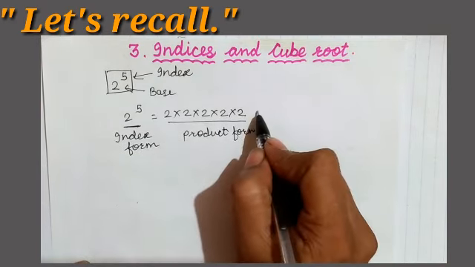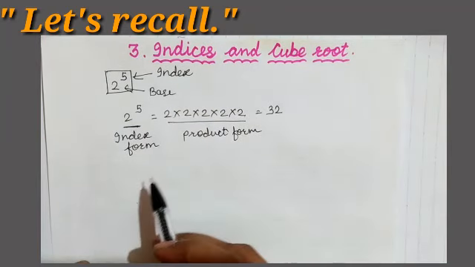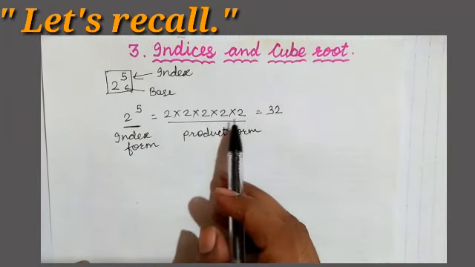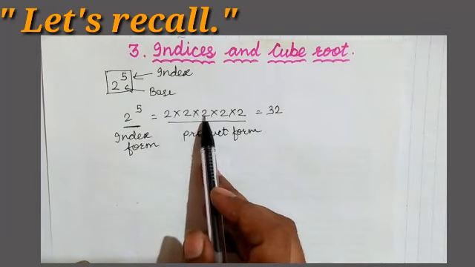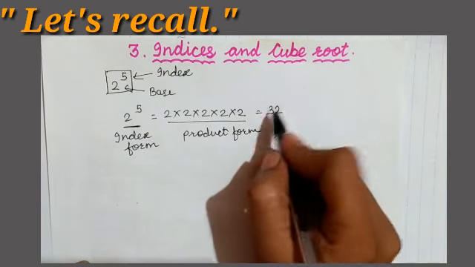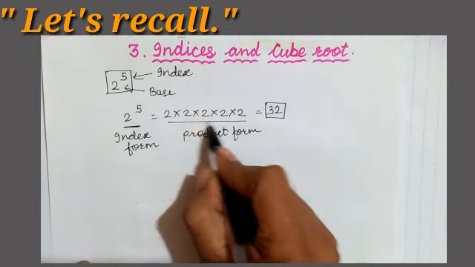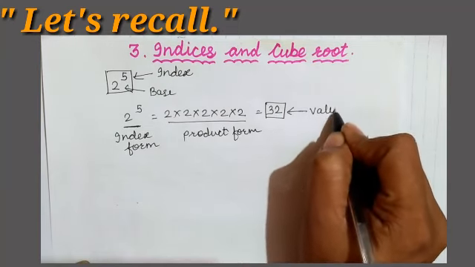And the answer we get from this calculation is 32. Let's see how. 2 2s are 4, 4 2s are 8, 8 2s are 16, 16 2s are 32. So this 32 is the answer of this calculation, which is called the value.